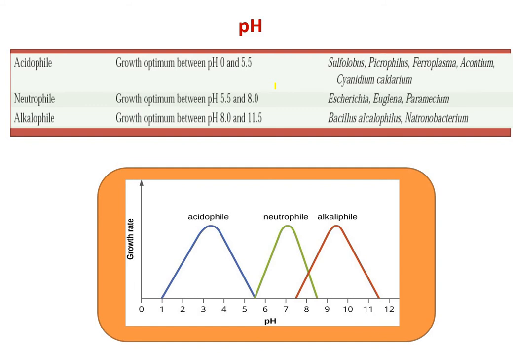Then the alkalophile growth optimum is between pH 8.5 and 11.5. Examples are Bacillus alcalophilus and Natronobacterium. So here in this graph we can see the growth rate versus pH, and the pH scale is showing the acidophile, neutrophile and alkalophile.